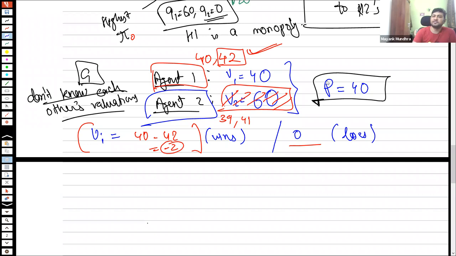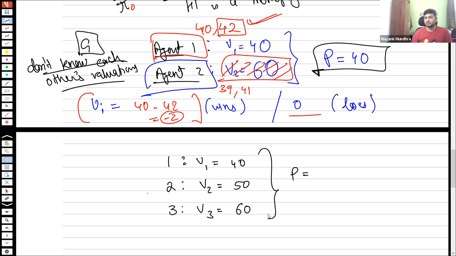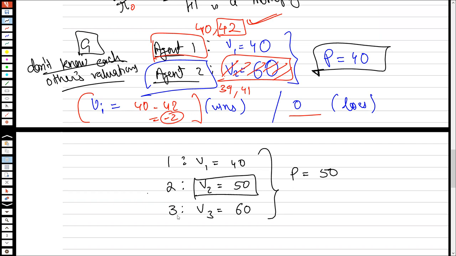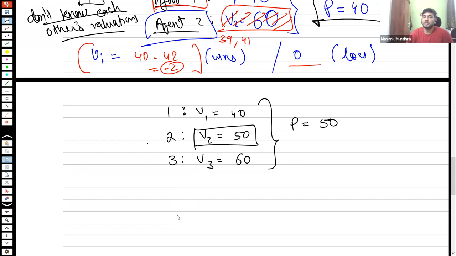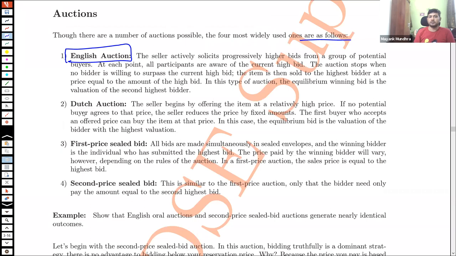Now, suppose we have three agents. Agent 1 has a valuation of 40. Agent 2 has a valuation of 50. And agent 3 has a valuation of 60. What is going to be the final price? Think in your mind how the bid will proceed. So 50 rupees. Very good, 50. So it's the second highest valuation which becomes the price in this case. So in English auction, the winning bid is going to be the second highest valuation. That's the Nash equilibrium, actually.